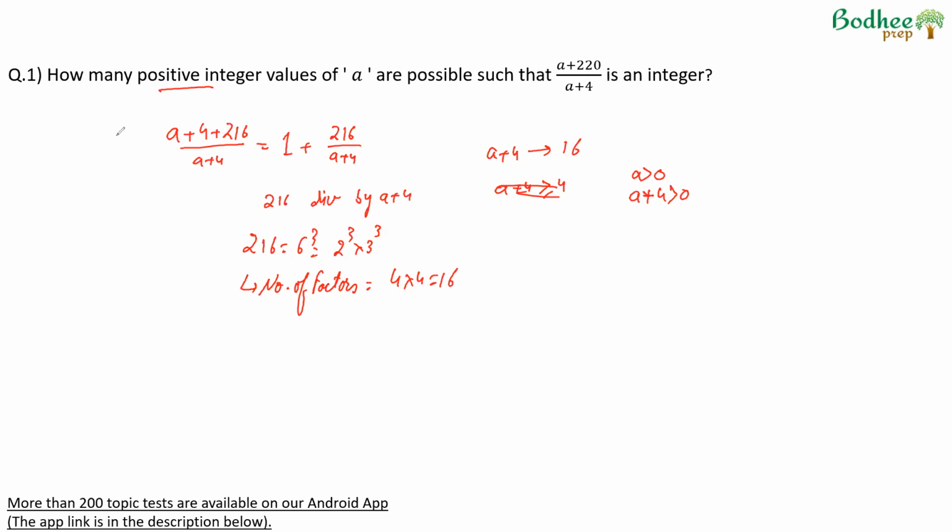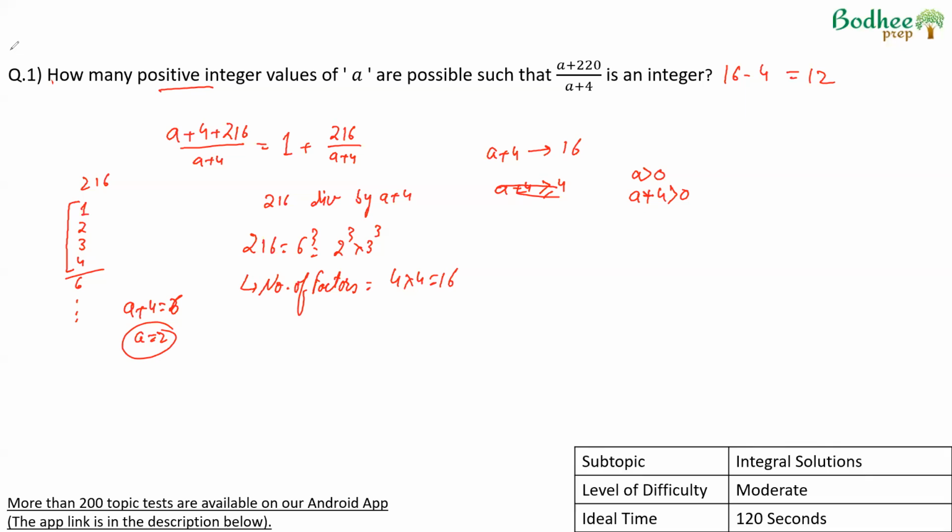Now, in these 16 factors, if you look at 216's factors, the factors would be 1, 2, 3, 4, 6, and so on. The first 4 factors will not be counted. We'll start counting from a plus 4 is equal to 6, which will give us a as 2, which will be the smallest value of a. And from there, we'll start counting. And therefore, the number of solutions possible is, 216 has 16 factors, out of which 1, 2, 3, 4 are not greater than 4. So 12 values are possible.